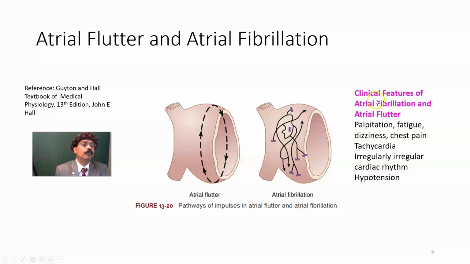Clinical features of both are almost the same, atrial fibrillation, atrial flutter: palpitation, fatigue, dizziness, chest pain, tachycardia. Okay, irregularly irregular cardiac rhythm is found in case of atrial fibrillation, but in case of atrial flutter, it will be regular. Okay, so this is AFib, but usually regular for atrial flutter. Okay, we got that.